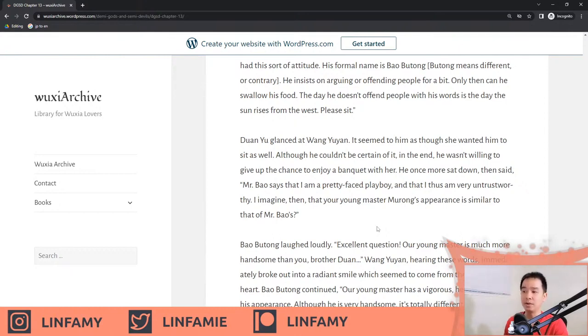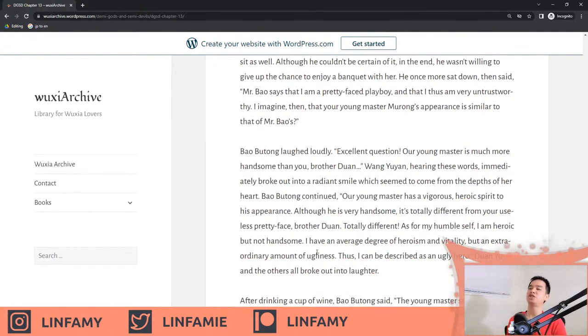I imagine, then, that your young master Mu Rong's appearance is similar to that of Mr. Bao's?" Bao Butong laughed loudly. "Excellent question. Our young master is much more handsome than you, brother Duan." Wang Yuyan, hearing these words, immediately broke out into a radiant smile, which seemed to come from the depths of her heart.